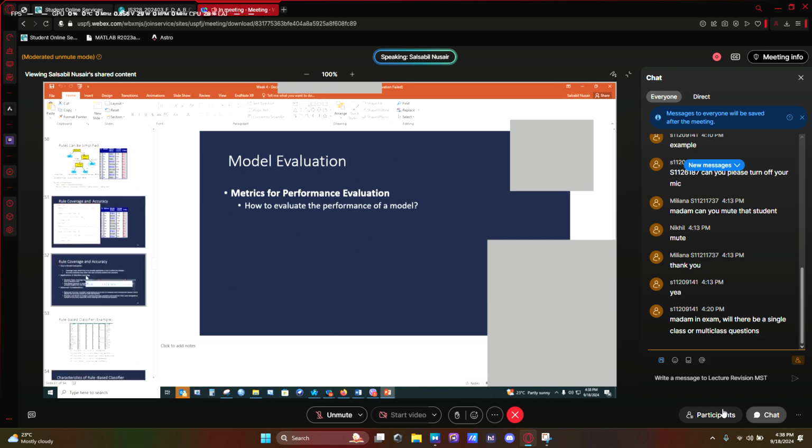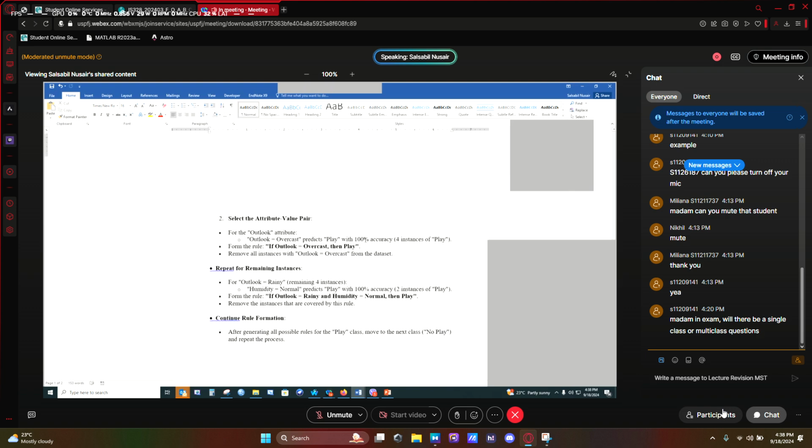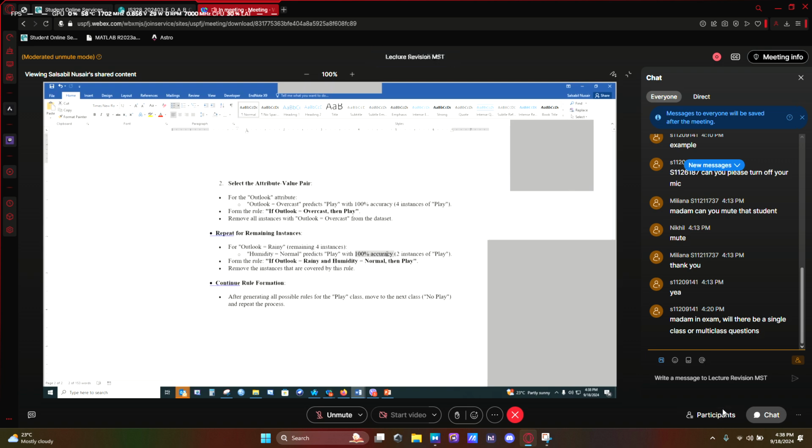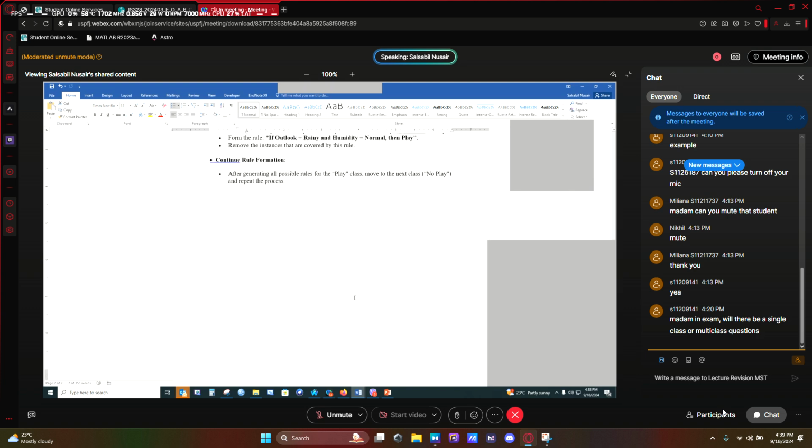You can see in what we are talking about in regards to our Persian, they always look at the accuracy of the rule. You want both coverage and accuracy. And it tells you it's covering 4 instances. That's the coverage. It's covering 2 instances. That's my coverage in there. Okay, so those are the other concepts that you will be tested on.